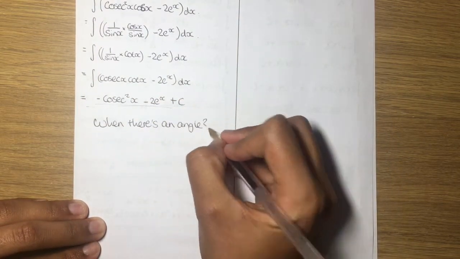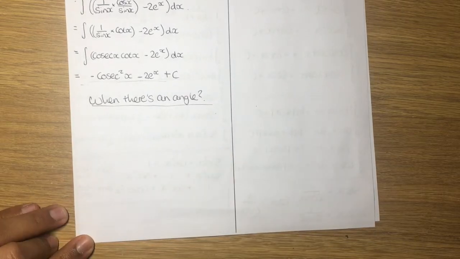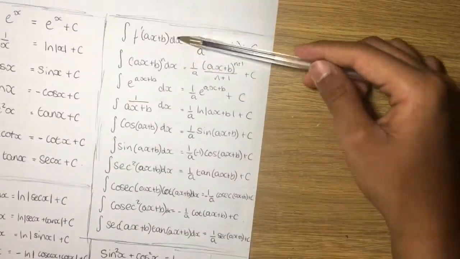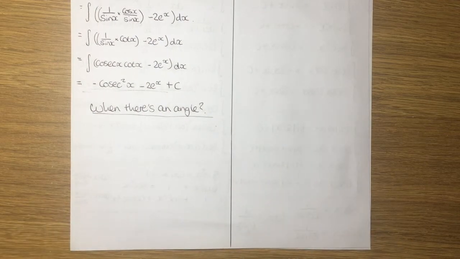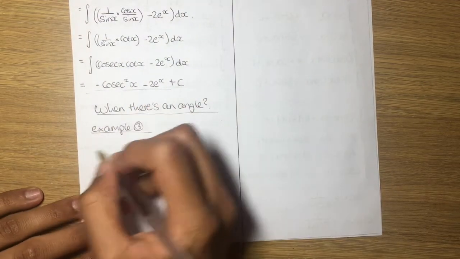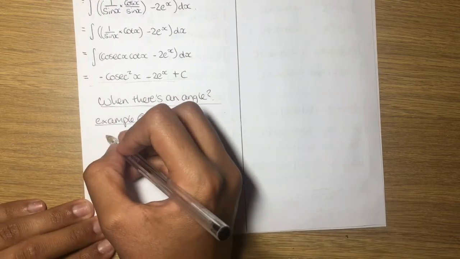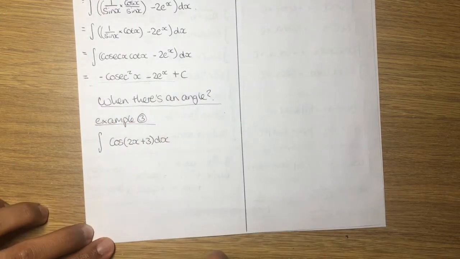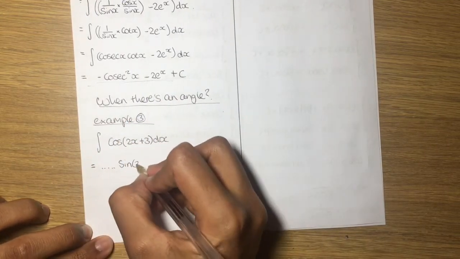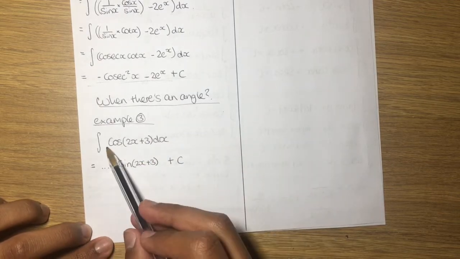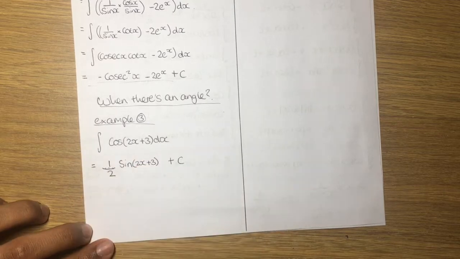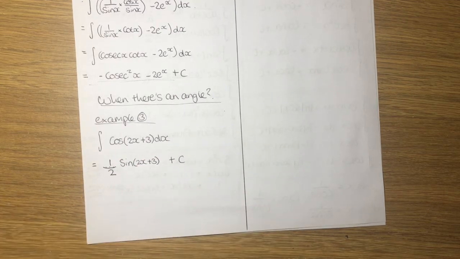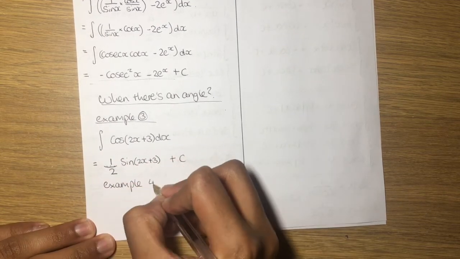Now when there's an angle, as we said earlier, ax plus b, it's slightly different. You differentiate the bracket, remember, and you pull out whatever the derivative is and do 1 over that. So here we've got cos of 2x plus 3, that will integrate to sine of 2x plus 3, but something must be in front. If we differentiate 2x plus 3, we get a 2, so we put 1 over 2 outside the bracket, hence we get half sine of 2x plus 3 plus c.